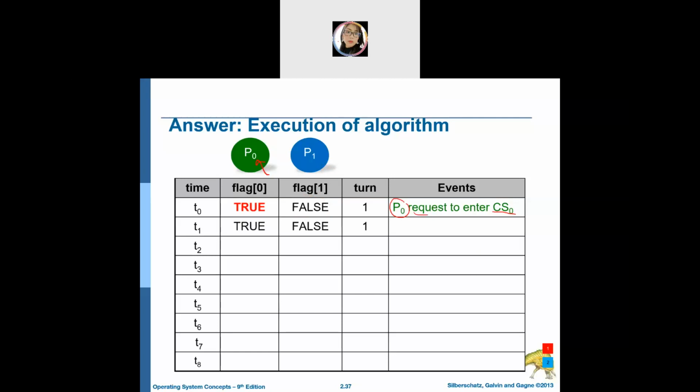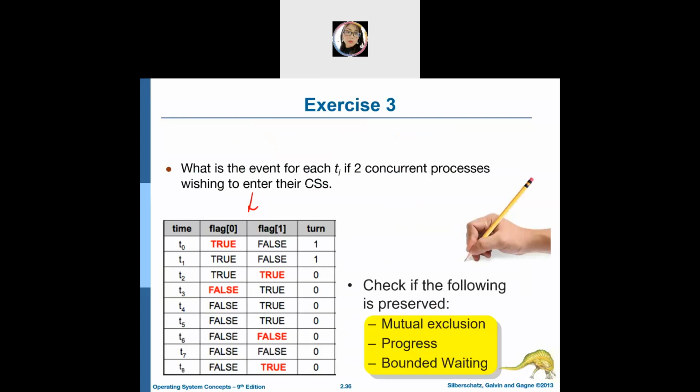Second here, you still have the similar true and false for 0 and 1. It gives you a turn. So after you request, what happened, just now I mentioned, you already requested. And of course, you can enter. So you're going to have P0 enter your CS. What is the third condition just now in the table? Okay, this one is from the previous slide. This table shows what actually happens when two concurrent processes try to enter the CS.